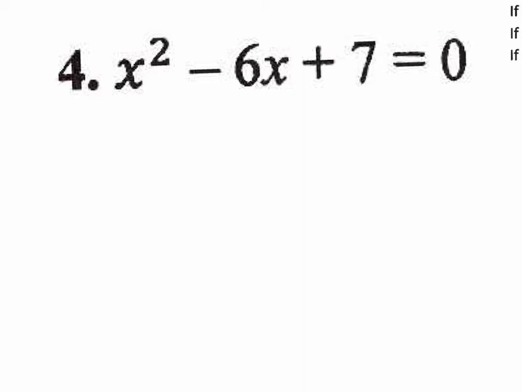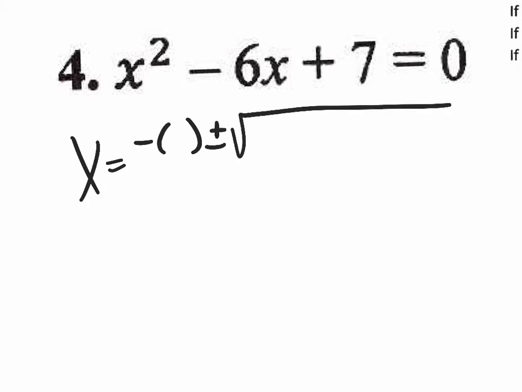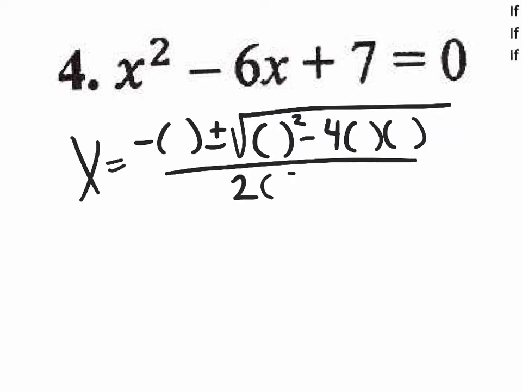So, quadratic formula. X equals negative b plus or minus the square root of b squared minus 4 times a times c, all divided by 2 times a. Notice that I put parentheses instead of the letters that I was actually saying. The a value is 1, the b value is negative 6, the c value is 7. So let's plug in negative 6 where the b's belong. Let's plug in the a value of 1 right there, and the c value of 7 in there.